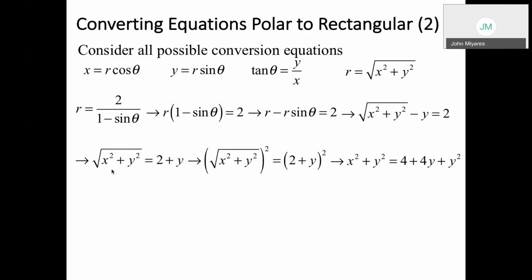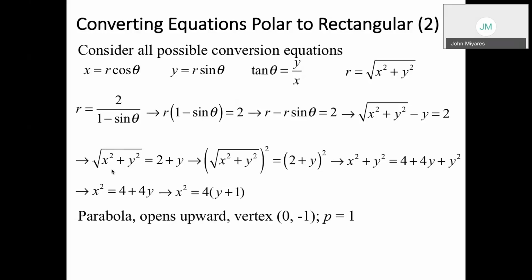If I subtract y squared from both sides, they cancel out completely, leaving me with x squared equals 4 plus 4y, which we could factor a 4 out and get something that looks like it will follow the pattern for the standard form of a parabola that will open upward with vertex (0, -1) and have a p-value of 1.